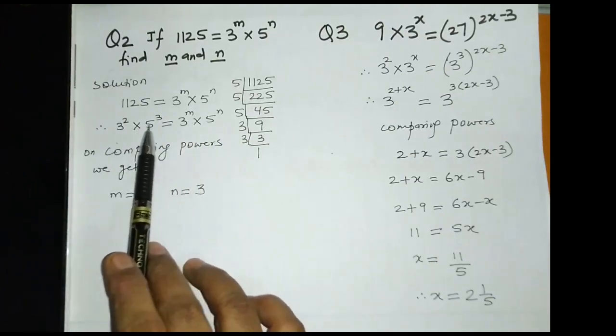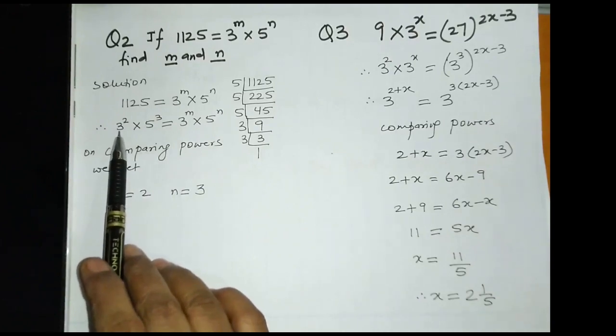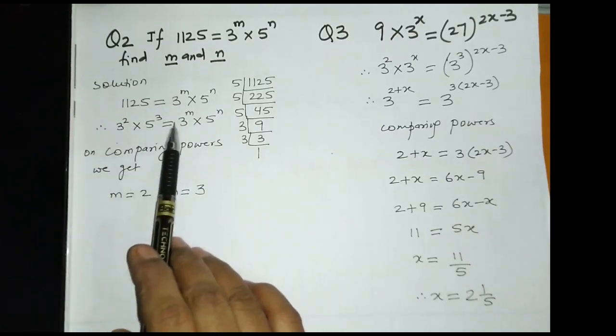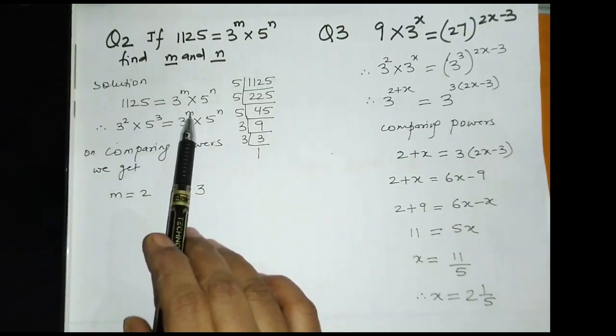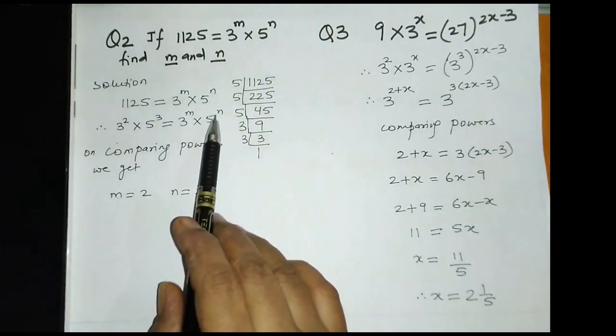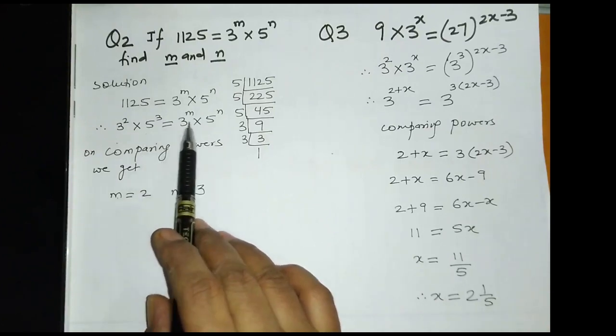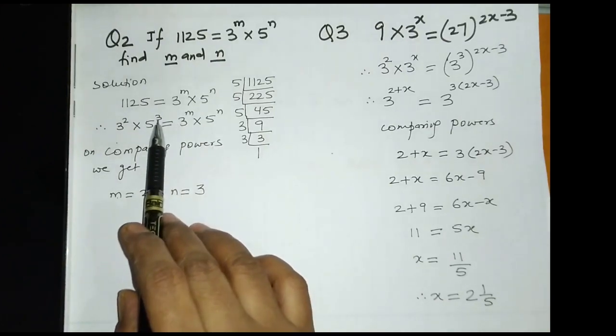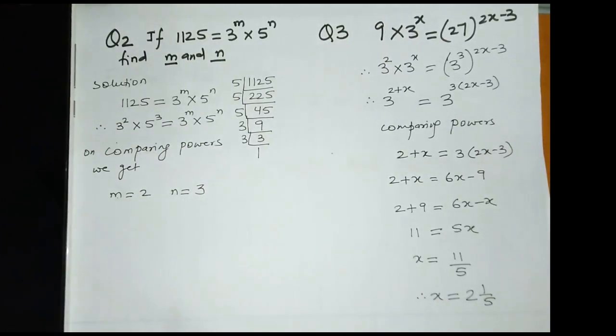Now we will compare the powers with the same base, 3 and 3. So 2 is equal to m. We have m equals 2. And with base 5, n equals 3. So that's our answer. We'll go to question 3.